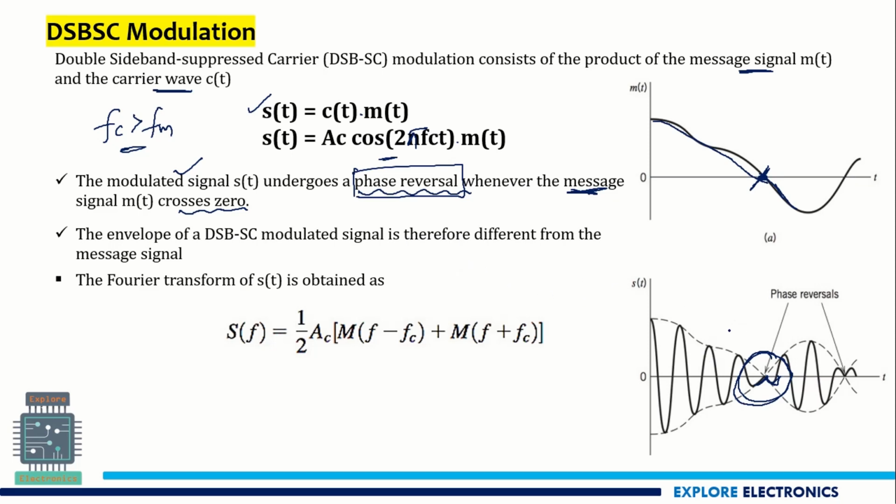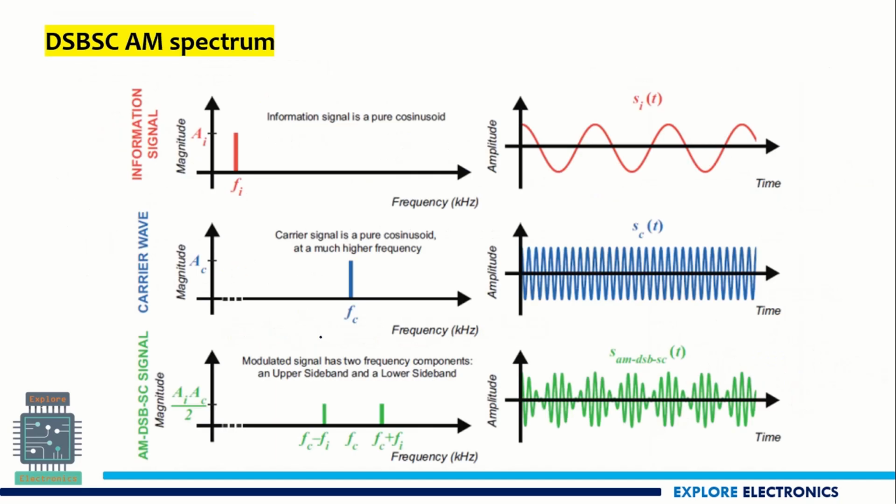And the envelope of the DSBSC signal is different from the AM wave. Why? Because in the AM wave we are going to get the carrier. Now there is no carrier at this position. So the Fourier transform of this s of t for a DSBSC modulation will be this expression. Now if you look at the spectrum of DSBSC AM, this is again fm indicating the modulating signal frequency. So this is the modulating signal m of t, and this is the carrier signal c of t.